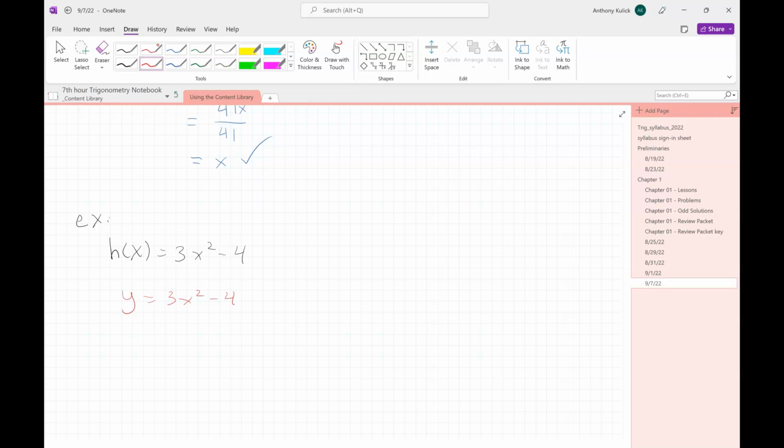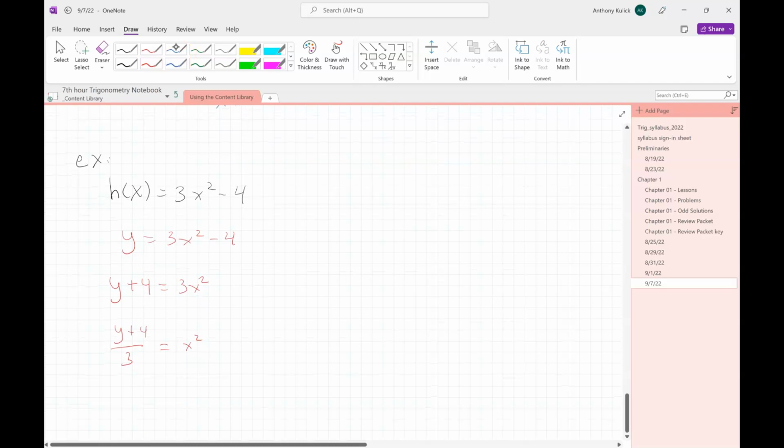Okay. What do I do after I've done that? Get the x by itself. To do that, what should I do first? Add the 4. I love it. Then what? Divide by 3. Even better. Now what? Somebody whispered it. Square root both sides, yeah.